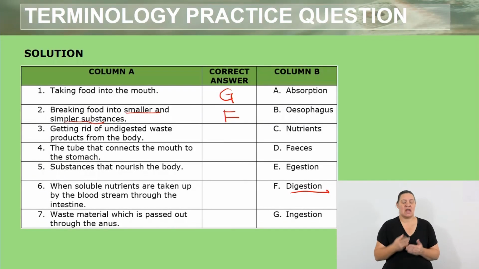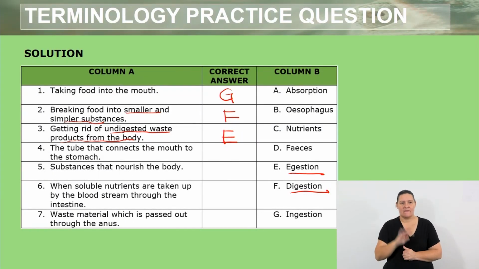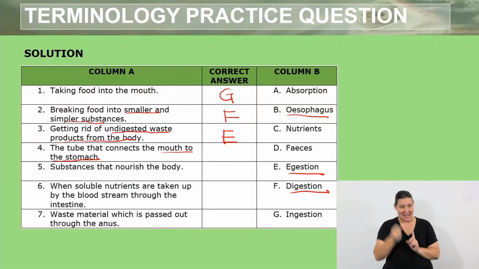The process of digestion is when you're breaking food into simple substances or particles. Number 3 says getting rid of undigested waste products from the body. When you pass out undigested waste products, we say that process is called egestion. So the correct answer for number 3 is E. Now we are going to move on to number 4, the tube that connects the mouth to the stomach, the one that undergoes the process of peristalsis. That one is our esophagus, which is alphabet B.